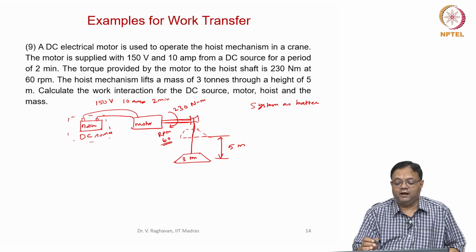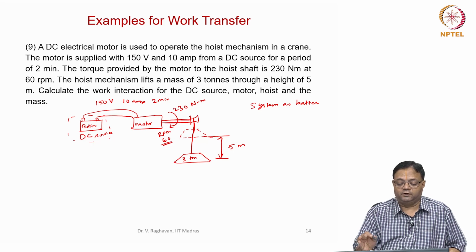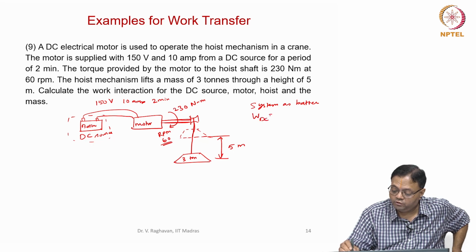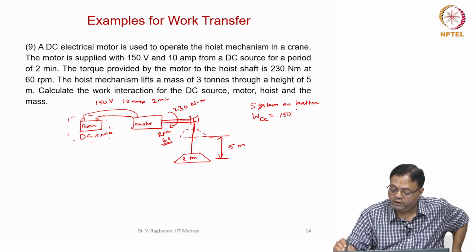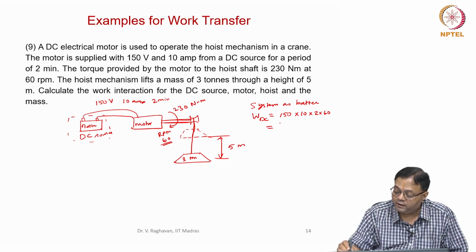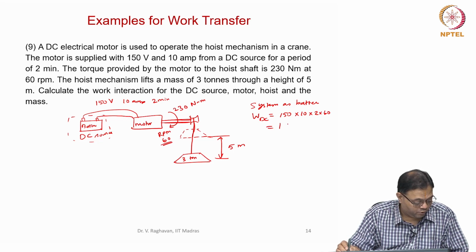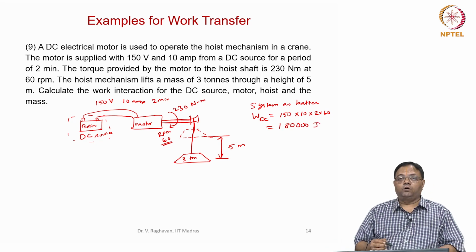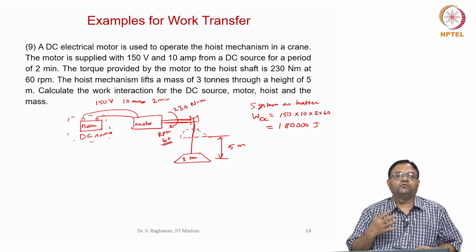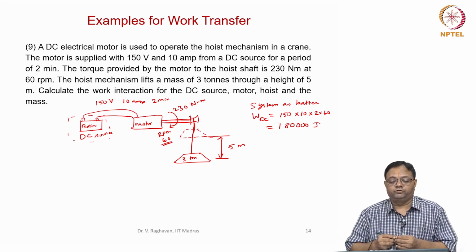So hypothetically, if I connect a motor, pulley, etc., the work involved for the DC source will be equal to 150 volts into 10 amperes into 2 into 60 seconds. That is 180,000 joules. That will be the work. So that is the basic energy source for us. So this does the positive work.